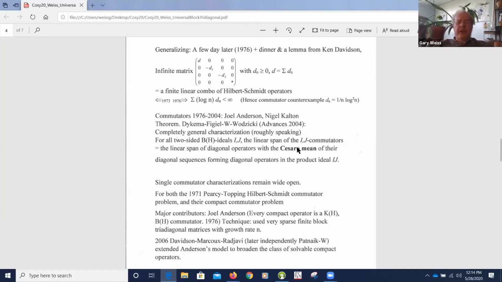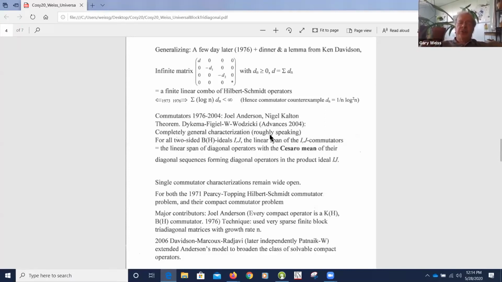One of the big results is a complete generalization to arbitrary ideals in B of H: the IJ commutators and the commutator ideal. We have answers to what that is. It's a self-adjoint space, clearly, and so we can characterize what they are. Why are they important? Because those are the kernels of unitary invariant linear functionals, traces, even abstract ones on ideals in B of H. So it became a big deal, and the characterization is that it's a self-adjoint set.